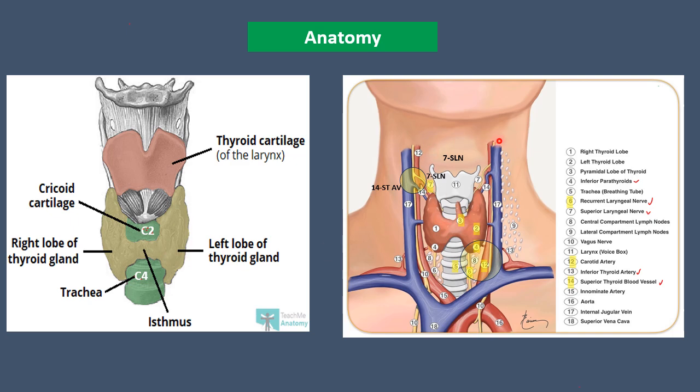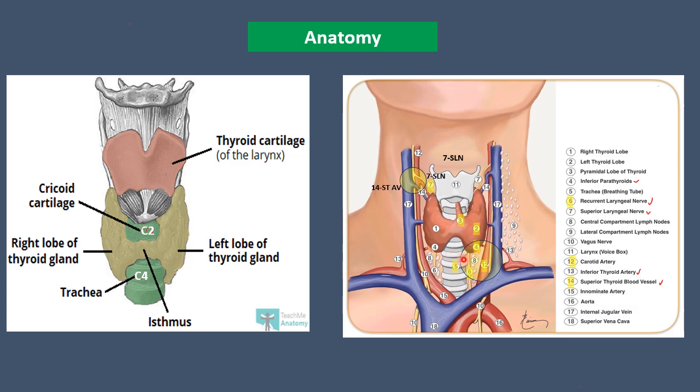And on the right here, it shows you a bit more detail. There are 2 main areas that are important anatomically in a patient undergoing thyroid surgery. Upper here, these are the 3 main structures. Number 7 is your superior laryngeal nerve, in yellow here. Then you have number 14, which are the vessels, artery and vein, the superior thyroid artery and vein. So here, superior laryngeal nerve and superior thyroid blood vessels.